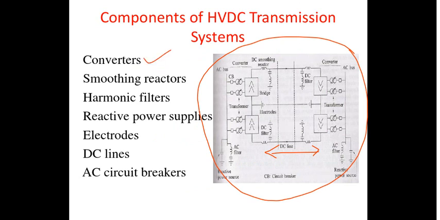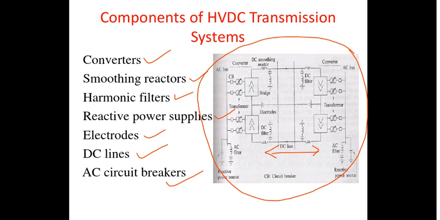First, we will see what the converters are, followed by the smoothing reactors on the DC side, then the harmonic filters, why we need the reactive power supplies and where they are in this diagram, then the different electrodes, DC lines, and also the AC circuit breakers, right? Please observe the diagram carefully before we proceed with the individual components.